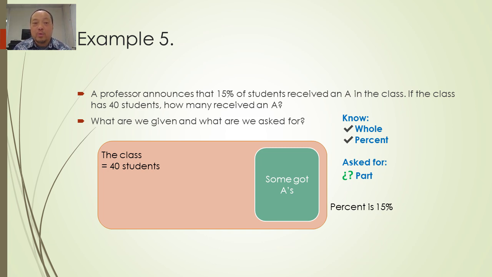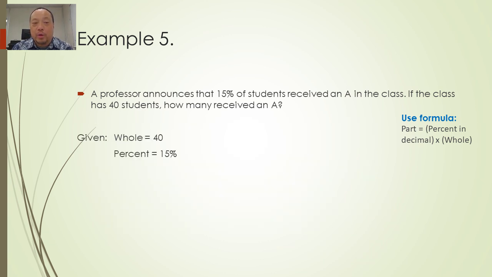And therefore, we're going to use the formula with the whole and the percent on the right, which is this formula. Part equals percent in decimal times the whole. Apply that. Whole equals 40, percent equals 15%, which equals 0.15, which means the part equals 0.15 times 40. That equals 6. Answer, 6 students received an A.